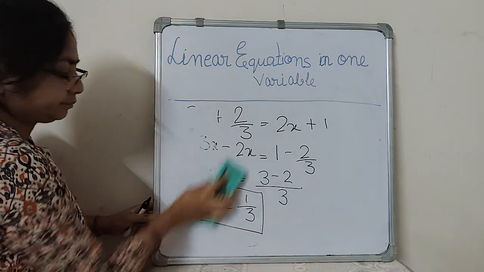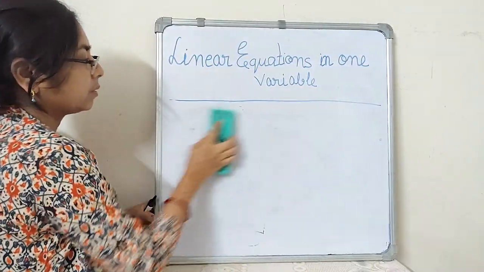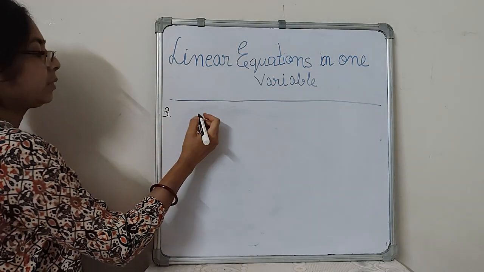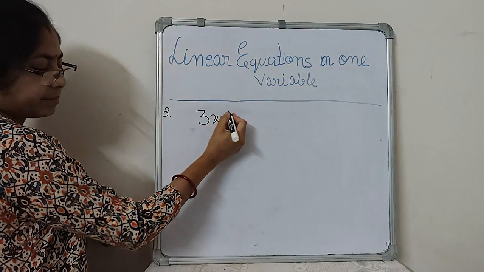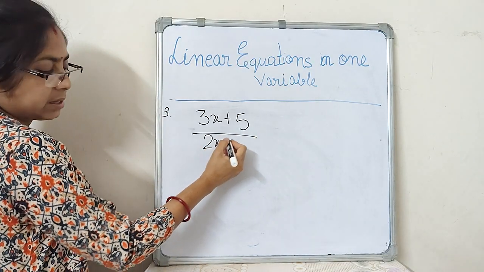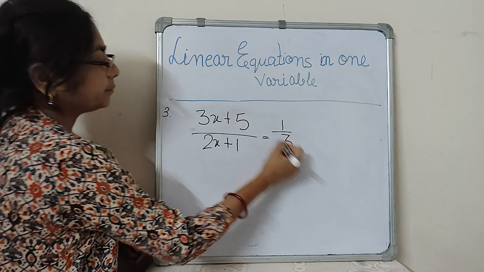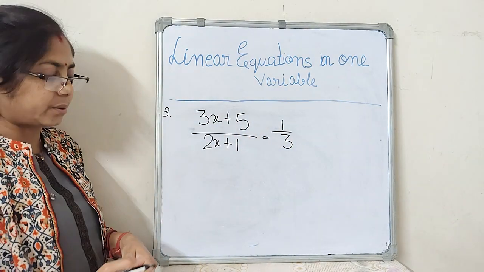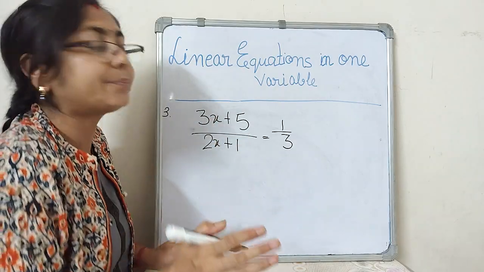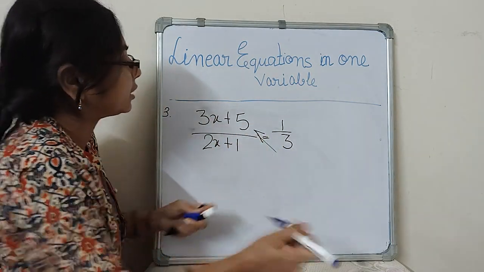Number 3 maths. 3x plus 5 by 2x plus 1 equal to 1 by 3. What is the procedure? You just do cross multiplication.